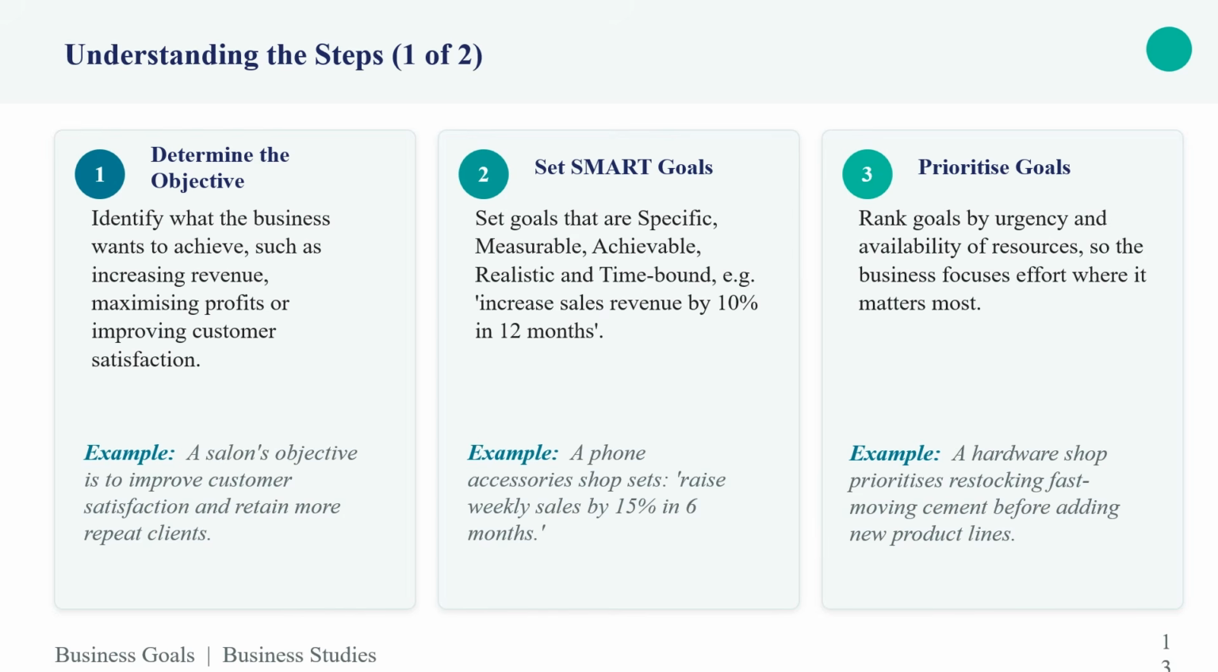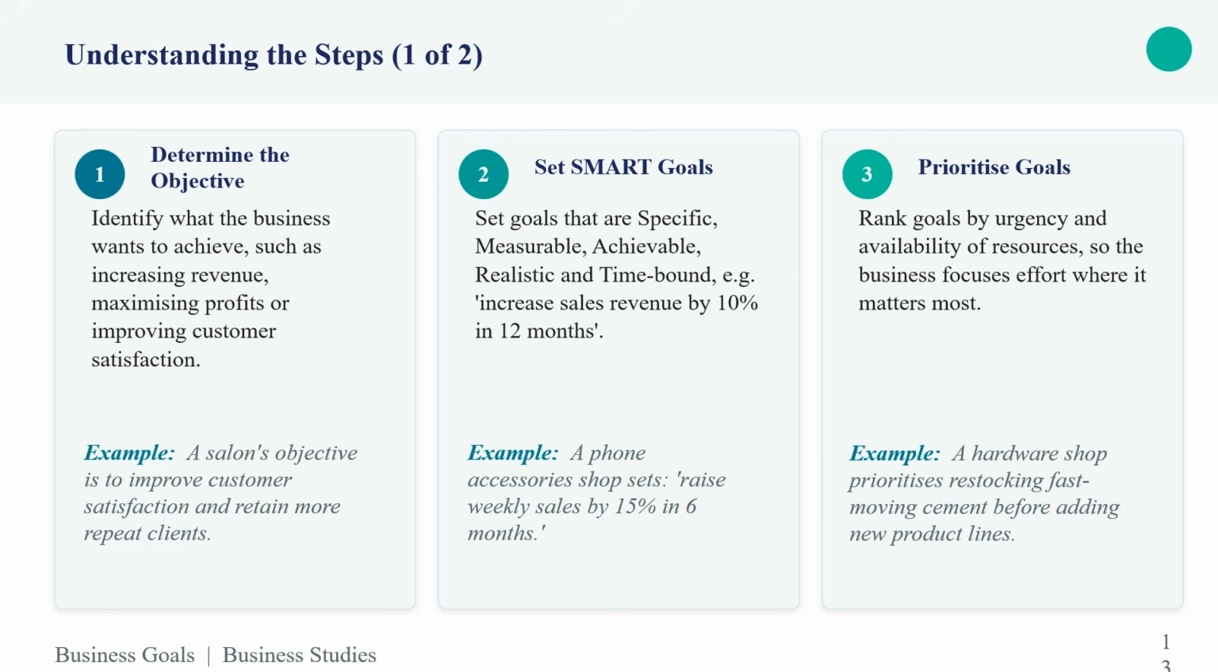Okay. Now, understanding the steps. Determining the objective is just to identify what the business wants to achieve, such as increasing revenue, maximizing profit, or improving customer satisfaction. A salon's objective is to improve customer satisfaction and retain more repeat clients. That is one of the objectives.